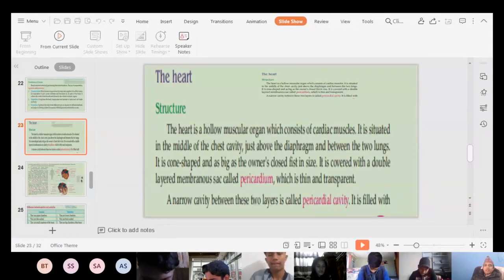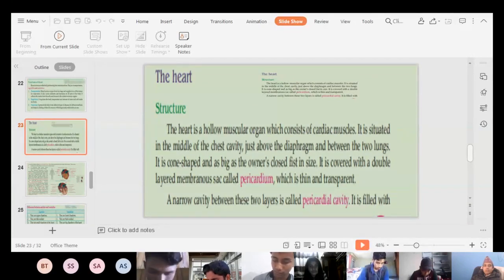And the heart lies in the chest cavity between two lungs. Between right lung and left lung, there is presence of heart. And when we talk about the shape, it is like a cone. Like an ice cream cone. So see, this is an ice cream cone, and the structure of heart is like this, like a cone. This is the shape of the heart.